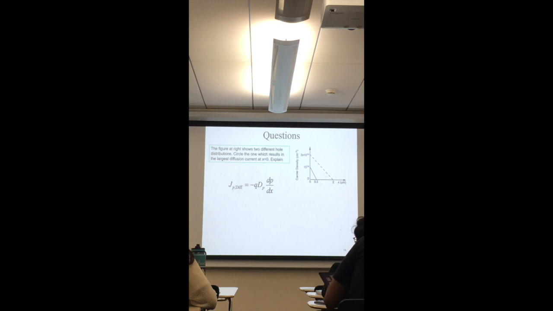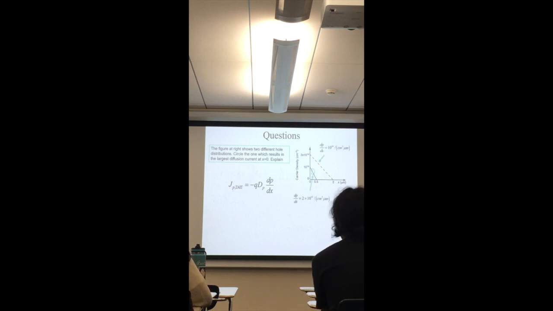Okay, so I have these numbers also labeled here. So then it's very easy to calculate the slope, right? You can see the slope here, and the slope value is here. So you can see which one can lead to a large diffusion current, the solid line or the dashed line. Solid line, yeah, because it has a higher slope.